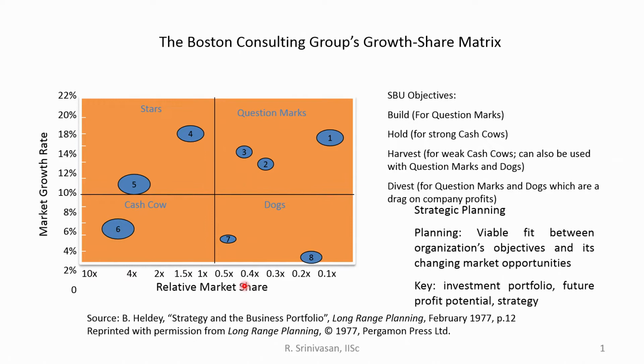So, as you can see in this graph, it is a semi-log graph, that is, the x axis is on the logarithmic scale and the y axis is on the normal scale. So, on the x axis you have the relative market share, on the y axis you have the market growth rate.